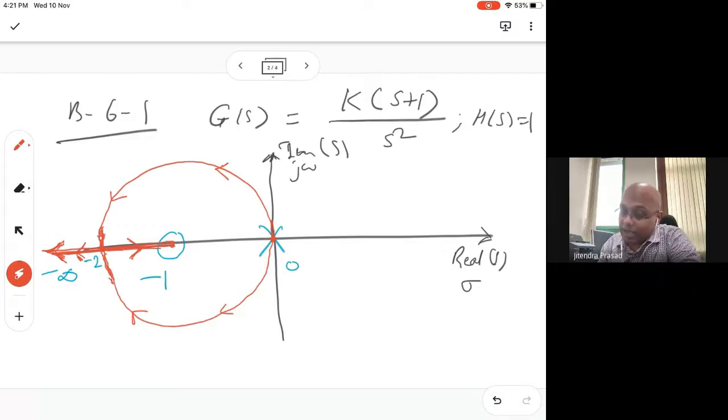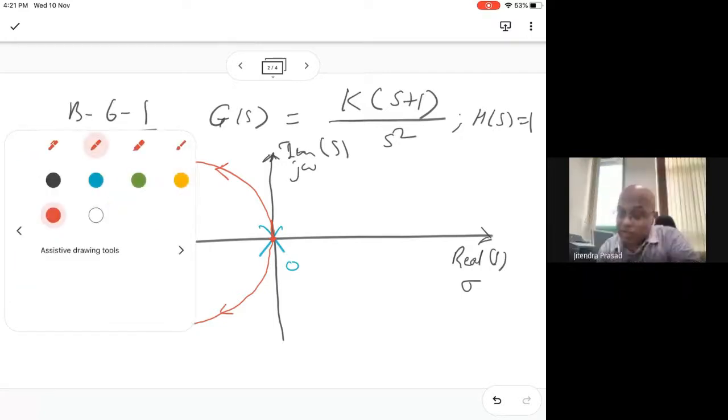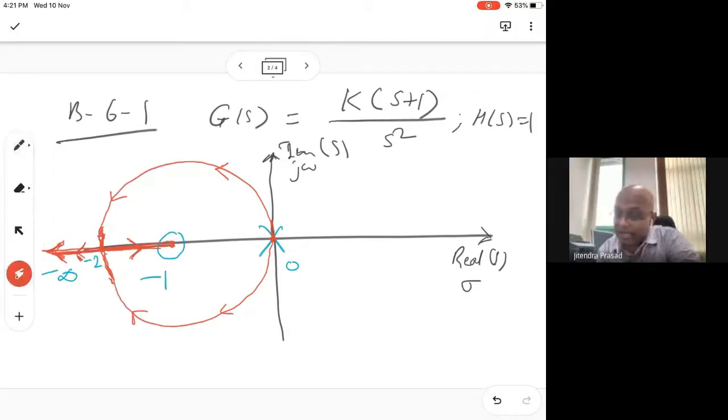What is the angle? This is a breakaway, right? So what is the angle of breakaway at the breakaway points? There is a condition, and the condition is that the total angle has to be equal to 180 degrees, or 180 degrees plus n times 360 degrees. This is done because you have to make the total angle a multiple of 180, but not an even multiple, it has to be an odd multiple.